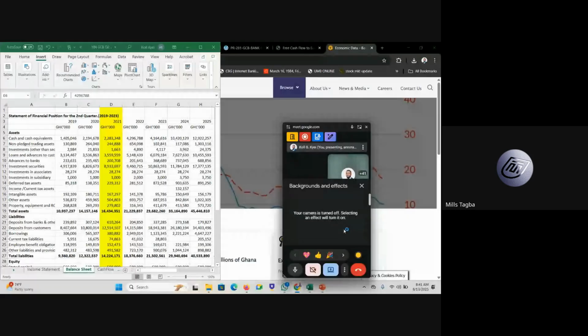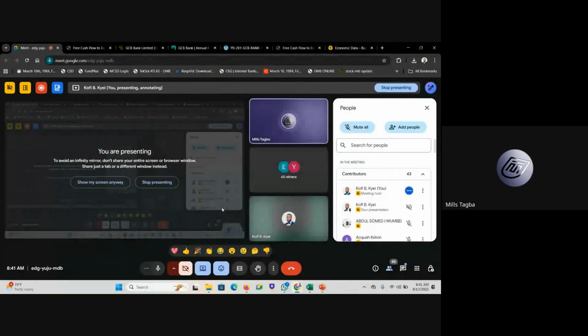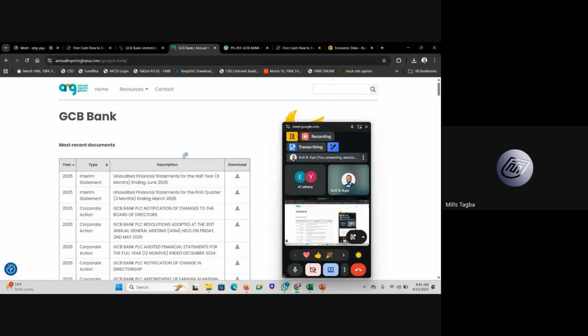My second question is, I visited the annual report Ghana website. But it seems we only have one quarter, whereas in your analysis you have various quarters, from 2019 to 2025. How can we get the various quarters or half years, year by year?